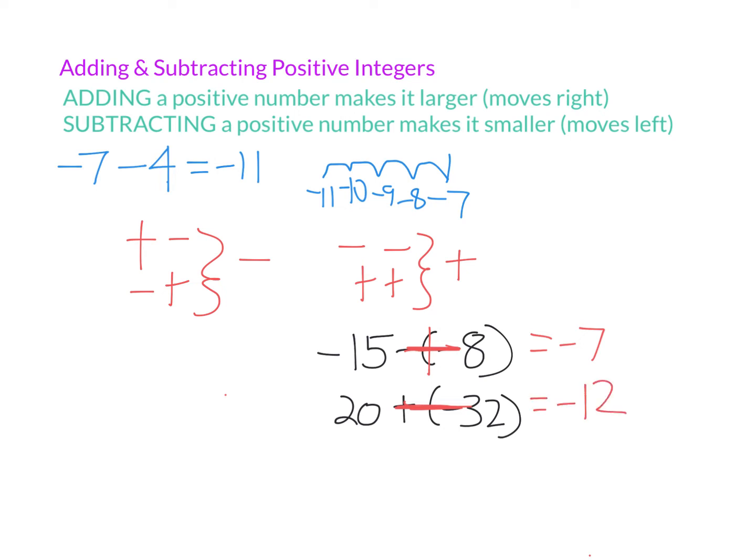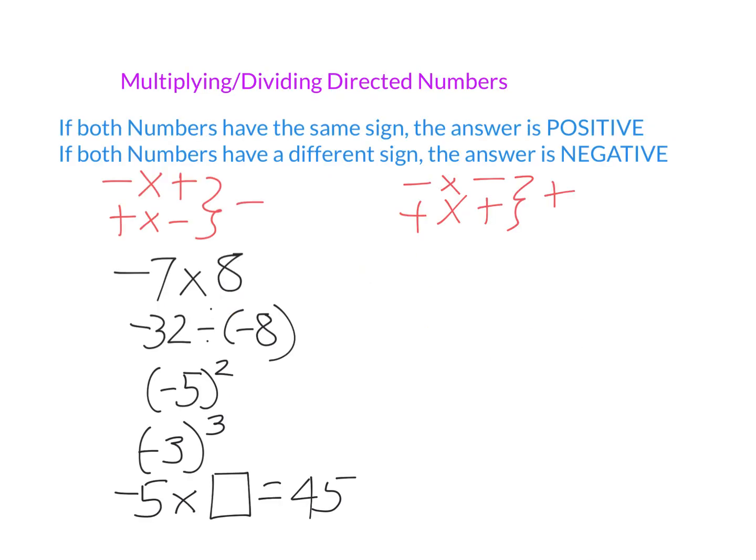All right, let's look at some multiplication and division. So when multiplying or dividing directed numbers, it's not about the signs being next to each other anymore. It's about whether the numbers are positive or negative. When you're multiplying or dividing, if both numbers have the same sign, if they're both negative or both positive, your answer is a positive number. And if the two numbers have a different sign, one's positive, one's negative, you get a negative answer. Let's look at some examples.